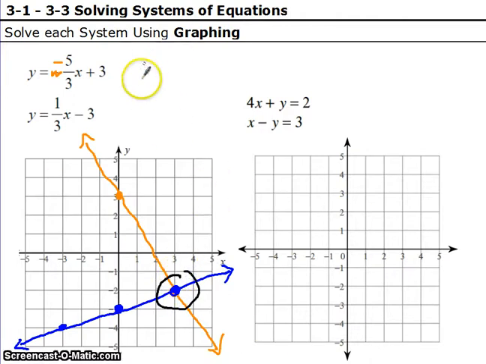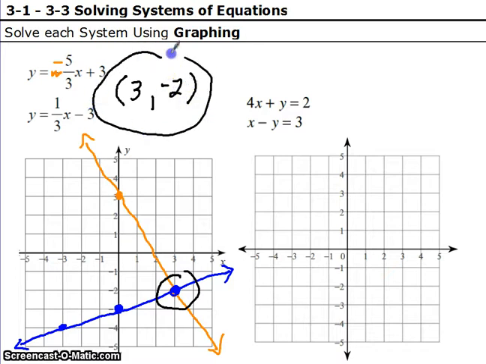So the solution, we want to write it as a coordinate point. This one we're going to write as (3, negative 2). Even when we don't use the graphing method, we're always going to write our solutions like that to our systems of equations.